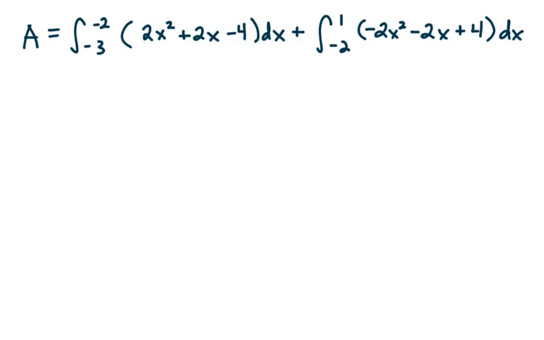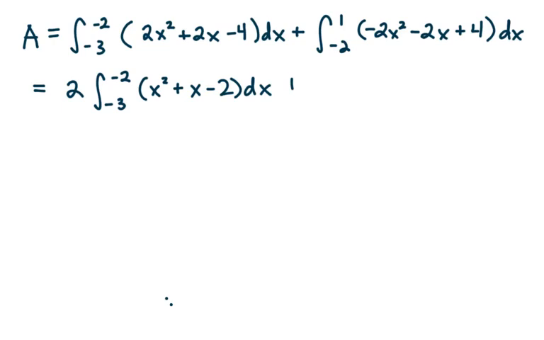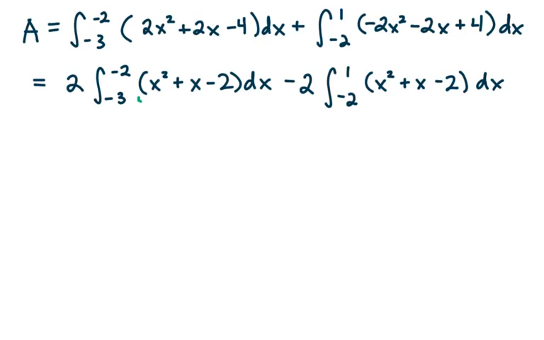In both of these two integrals, I can see I can factor out a leading coefficient of 2 and -2 respectively. So I'm going to do that. I have 2 times the integral from -3 to -2 of x squared plus x minus 2 dx. And I'll factor a -2 out, so -2 times the integral from -2 to 1 of x squared plus x minus 2 dx.